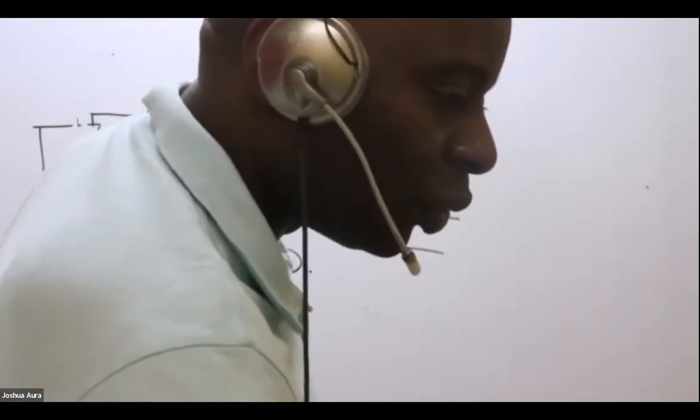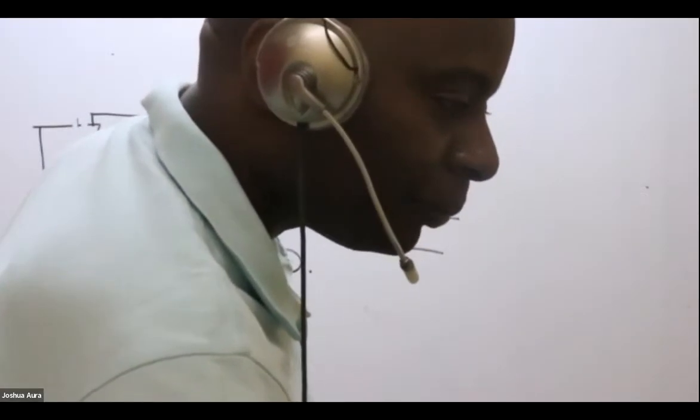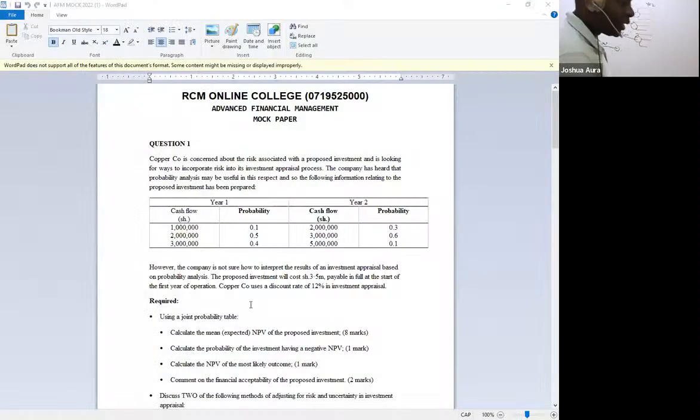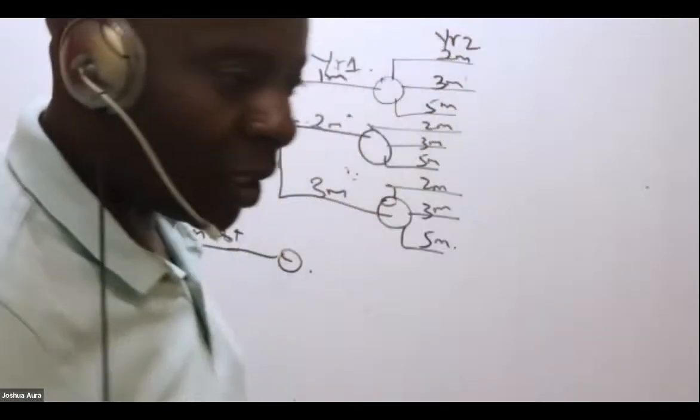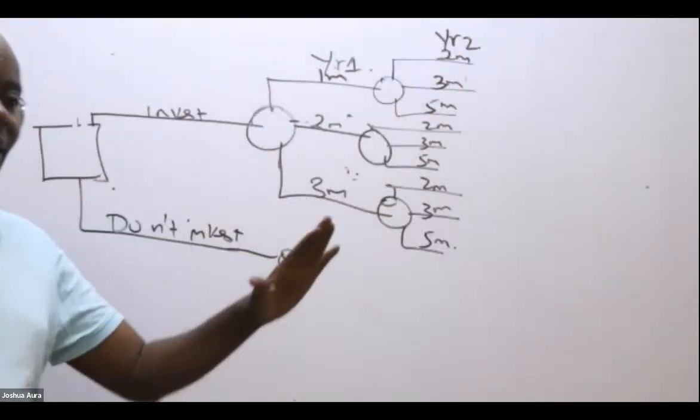Year two cash flows could either be 2 million, 3 million, or 5 million. We have 2 million, 3 million, 5 million. Now from there, ladies and gentlemen, of course, I'm so sure that all students here would have gotten this correctly. This is the tree that we are required to do.